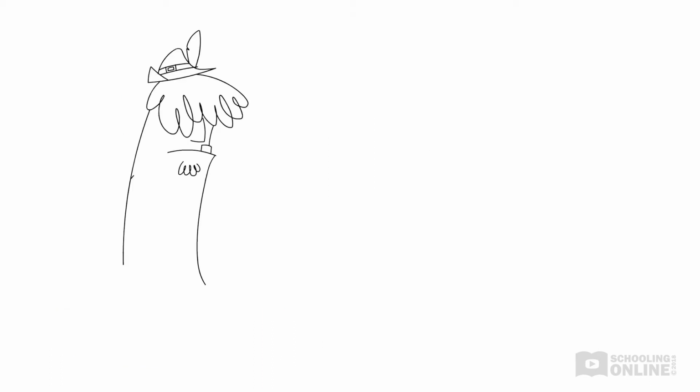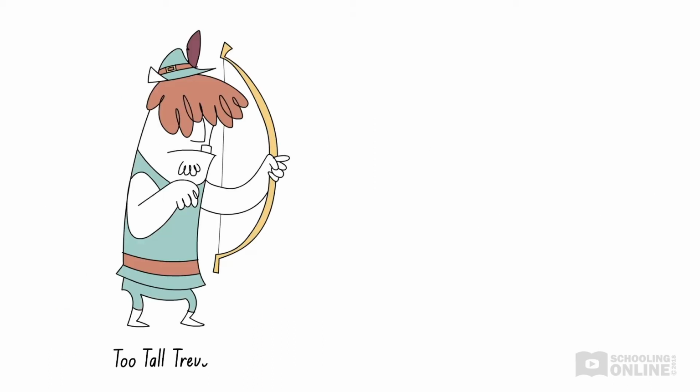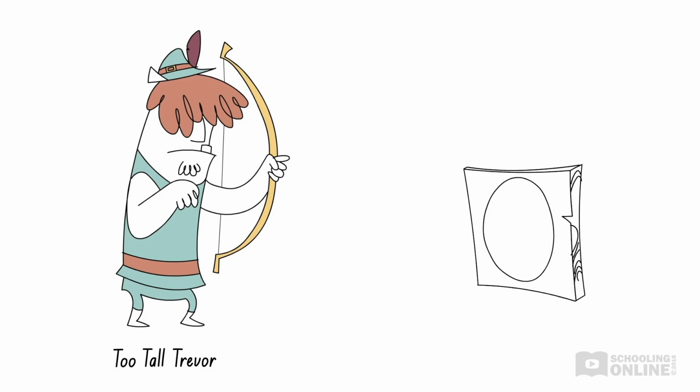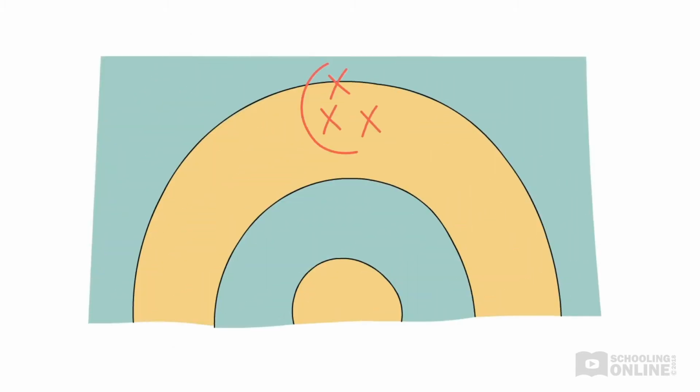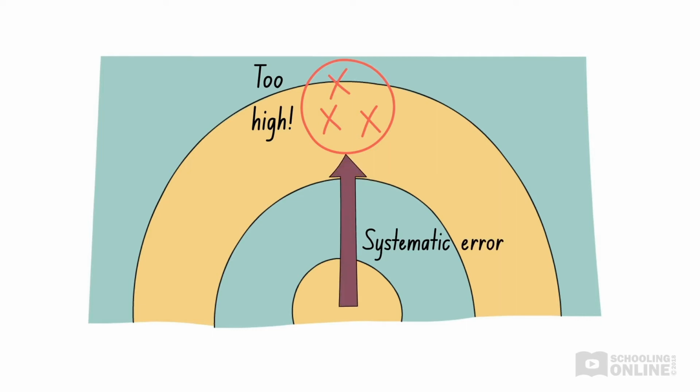One of Robin Hood's competitors, Too Tall Trevor, faces a different dilemma. Too Tall Trevor is simply too tall, and he makes the mistake of forgetting to adjust for his height when firing his arrow. So unfortunately, all of his arrows land above the bullseye. In this scenario, Too Tall Trevor's height introduces a systematic error. There is a repeated, reproducible error in a single direction.